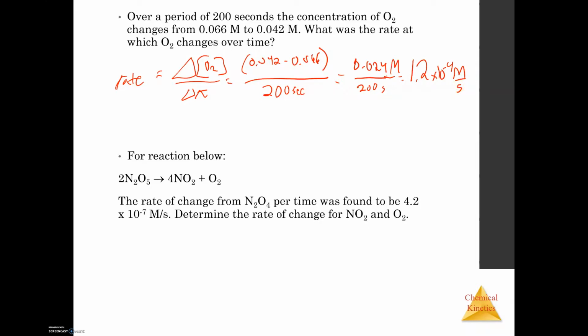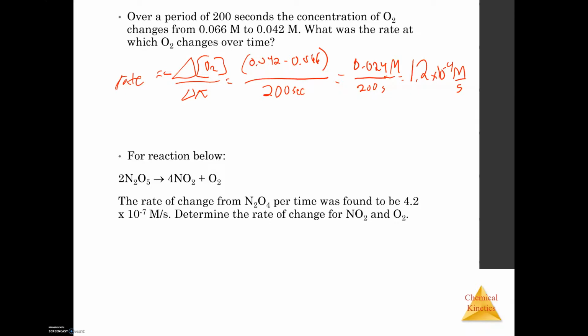Now you see that I lost my negative sign, and that's because this is a disappearance. So there should be a negative 1 over 1 here. So negative times that negative gives you a positive value. So that means for this change, you're going to have 1.2 times 10 to the negative 4 molar per second. So that would be the answer for that problem.